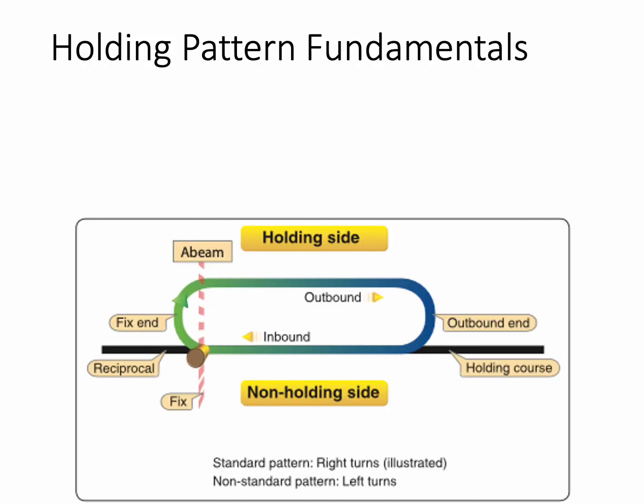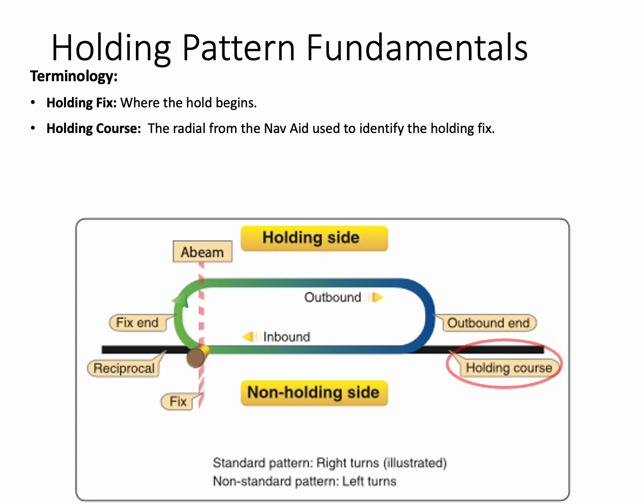Holding pattern fundamentals. First, we need to make sure we have the terminology for our hold. Let's use the hold diagram in the Instrument Flying Handbook. The hold entry fix is assigned by ATC and is the point where the hold begins. The holding fix is either a nav aid or a waypoint or fix identified by a radial from a nav aid. The holding course is the radial from the nav aid used to identify the holding fix.